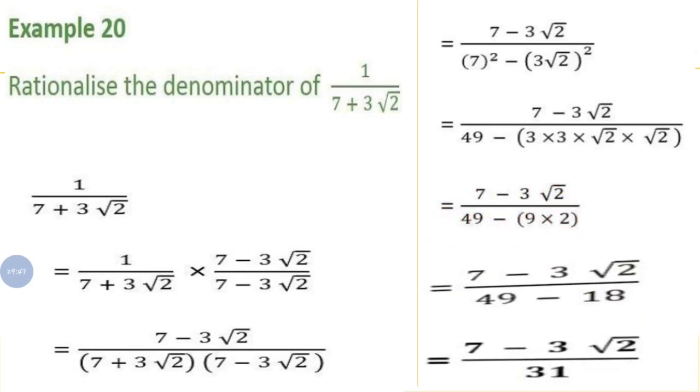Now 9 2s are 18. Am I right? So 7 minus 3 root 2 divided by 49 minus 18, and when you are subtracting 49 minus 18, you will get the answer 31. So your answer will become 7 minus 3 root 2 by 31.